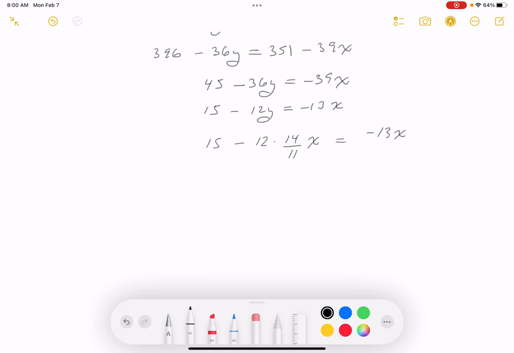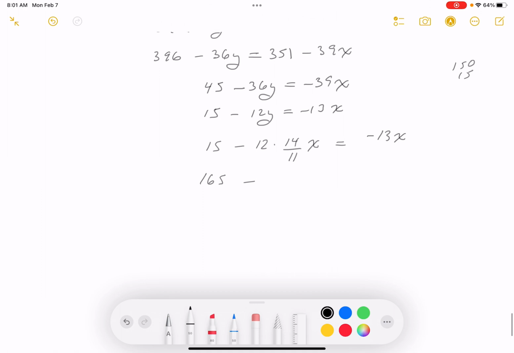And the first thing I want to do is get rid of the fraction. So I'm multiplying both sides by 11. So 11 times 15 is 150, and 15, which is 165. Minus, well then I'd get 12 times 14, right? And let me do that for you. 10 times 14 is 140. 2 times 14 is 28. That's 168. And 11 times 13 is 130, and 13, which would be 143.